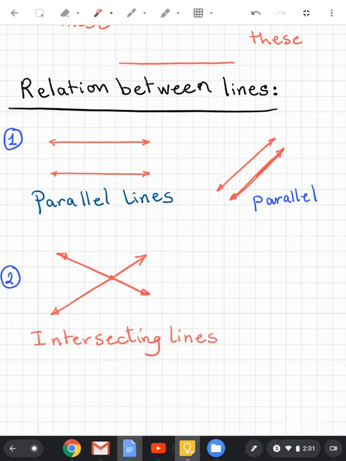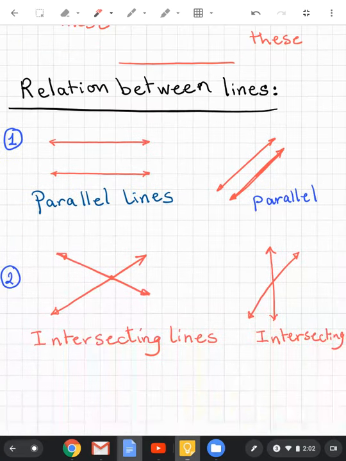Also, they can have different directions or different shapes. For example, I can have them like this. This is one line and this is the other one. Also, these are intersecting. So we have the parallel lines and the intersecting lines.